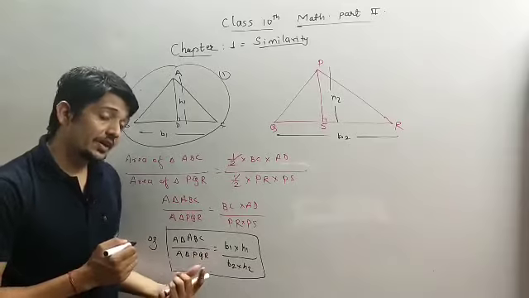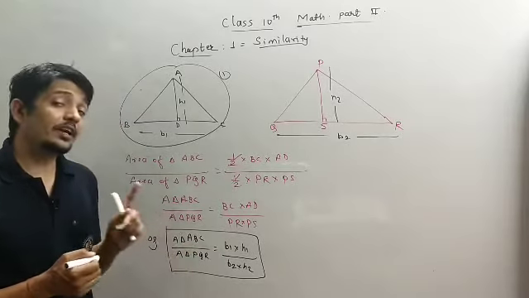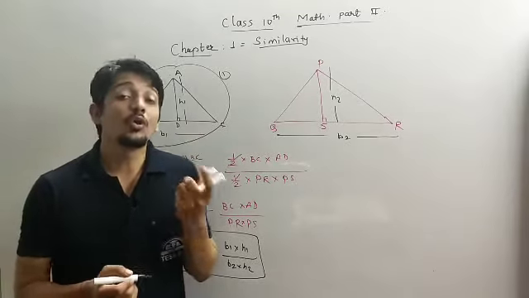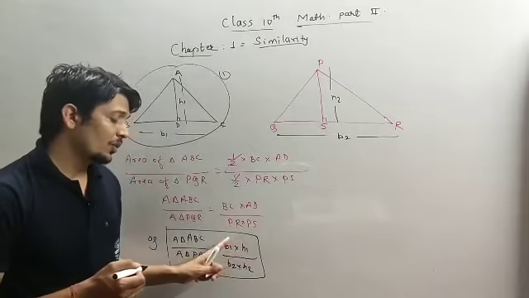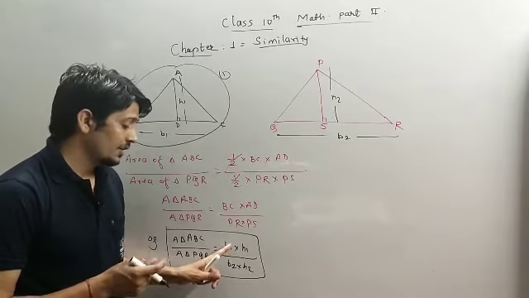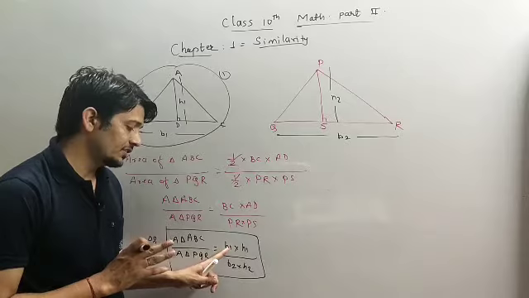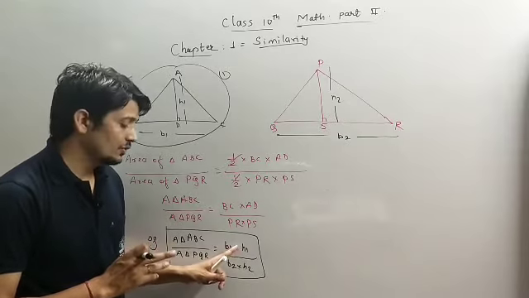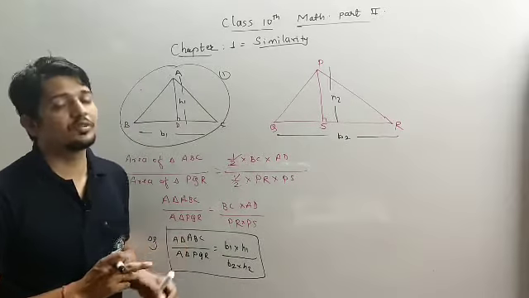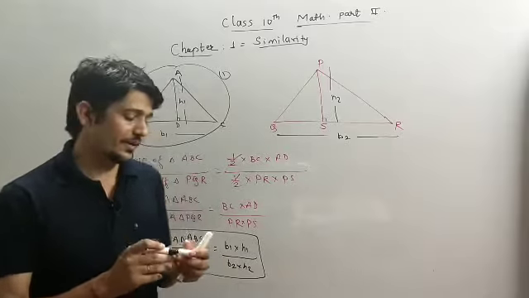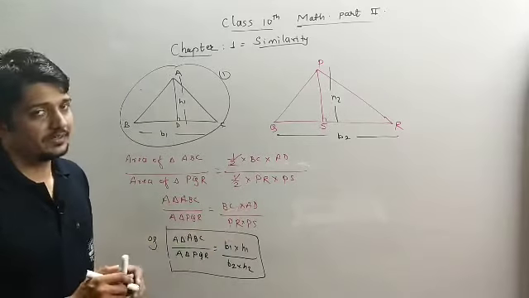So the ratio of the areas of any two triangles is always equal to the ratio of the products of their base and height. Okay, so write down this part.